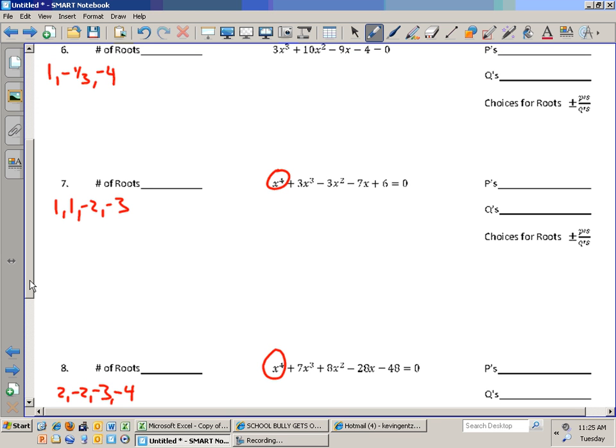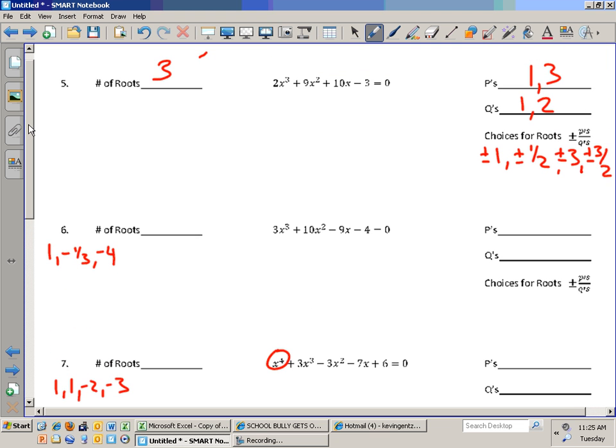6 is 1, -1/3, and -4. 7 should be 1, 1, -2, and -3. And 8 should be 2, -2, -3, and -4. And 5 should be -3, -1, and -1/2. So those are your solutions. That way, at least you have a point to reference and to start from. So we will deal with more difficult problems tomorrow. Okay.